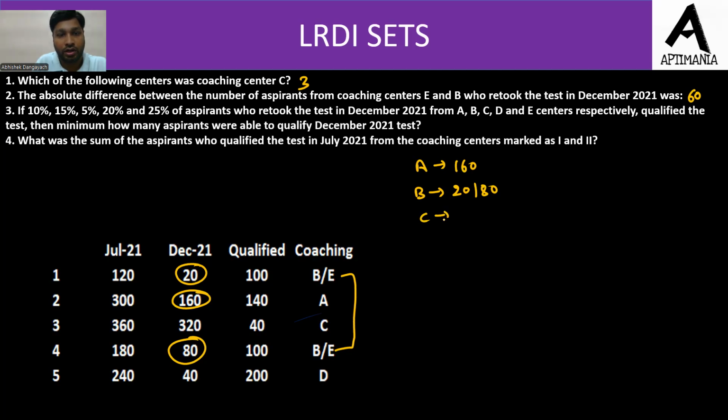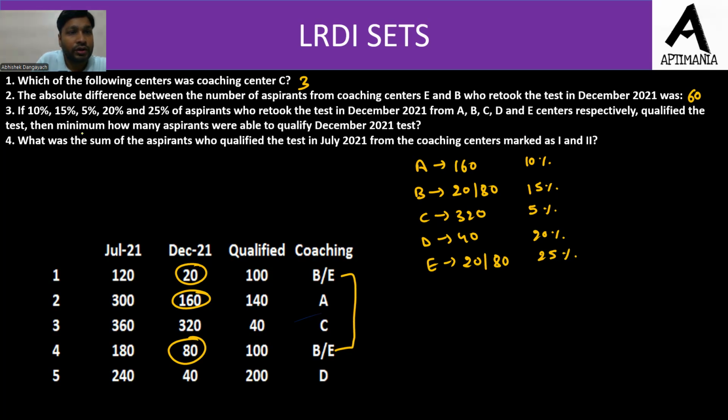For C, we are sure it is how much? 320. He who retook the test. For D, it is 40. And for E, again, we are not sure. It can be either 20 or 80. And the percentages are 10% for A, 15% for B, 5%, 20%, and 25%. And we need to minimize this value. Then the minimum number of experiments. We need to minimize this value.